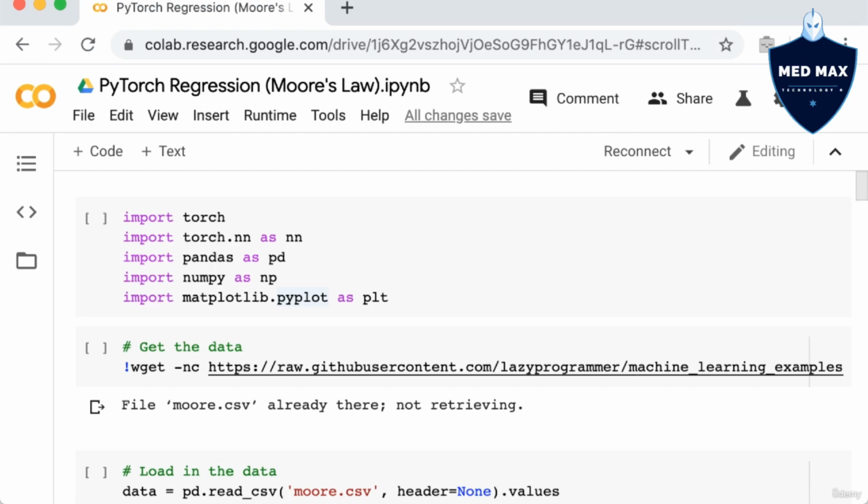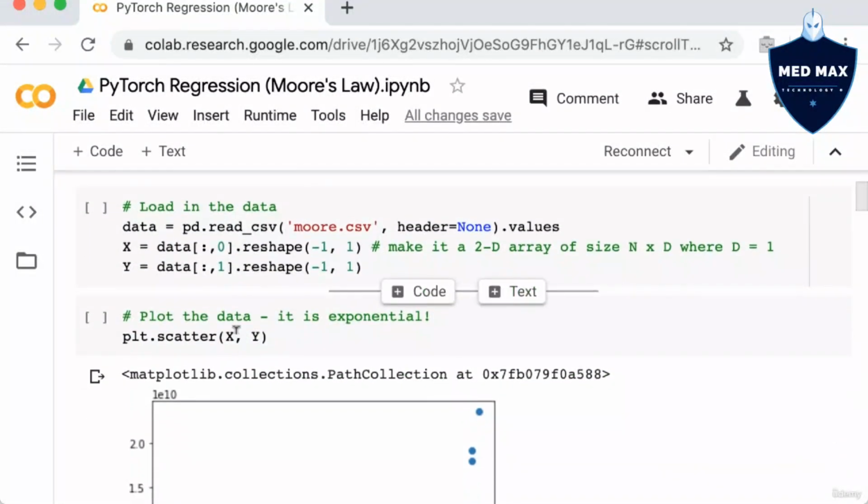To start, we're going to have all the same imports as before, with one additional import, which is pandas. Pandas is useful for working with CSV files, which is the format our data happens to be in. To obtain the data, we're going to use the wget method to get the CSV file hosted on my GitHub. Next, we are going to load in the data.